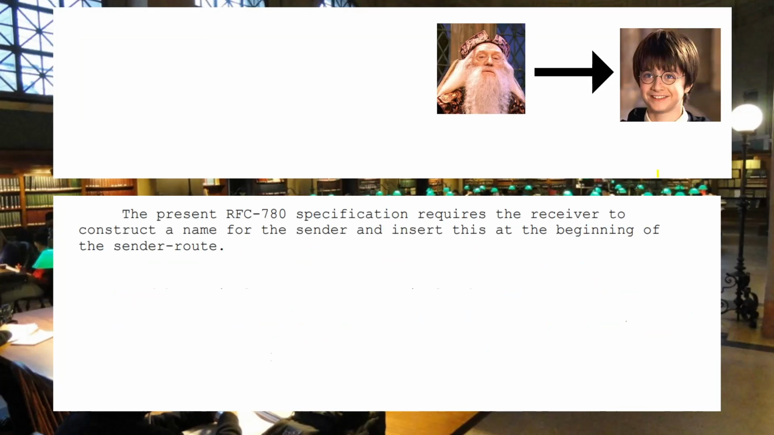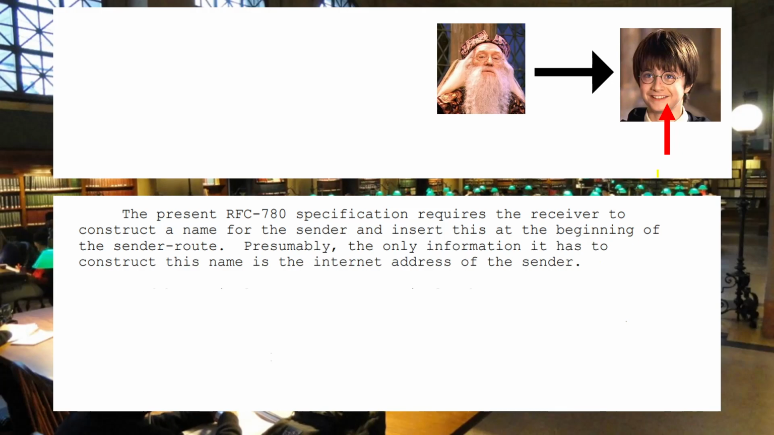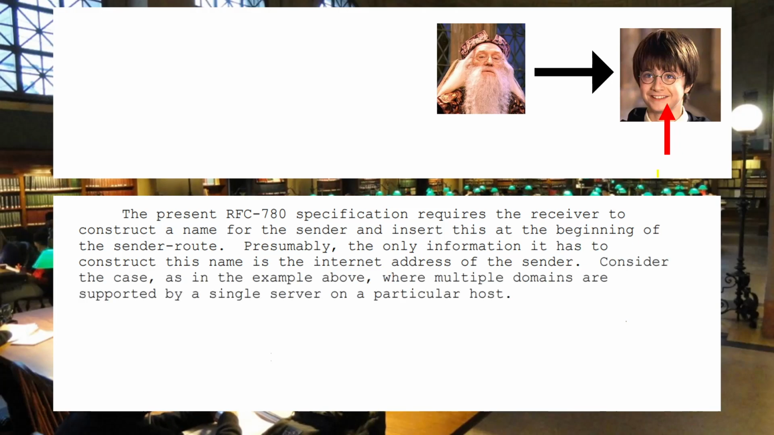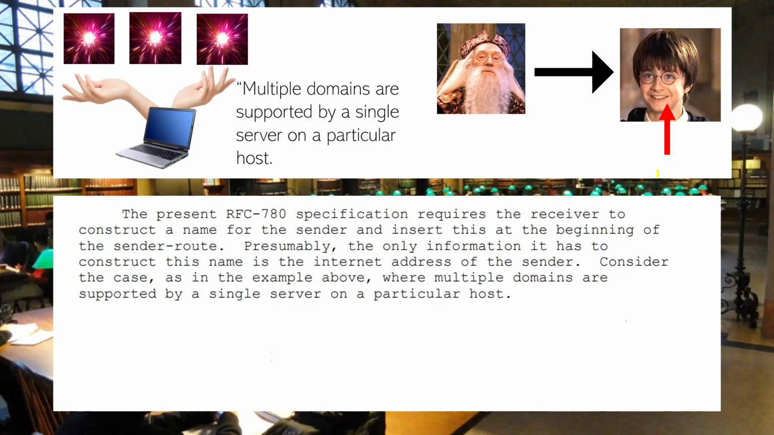The present RFC 780 specification requires the receiver to construct a name for the sender and insert this at the beginning of the sender root. Okay, so the burden is on you, Harry, the receiver. Presumably, the only information it has to construct this name is the internet address of the sender. Consider the case, as in the example above, where multiple domains are supported by a single server on a particular host.